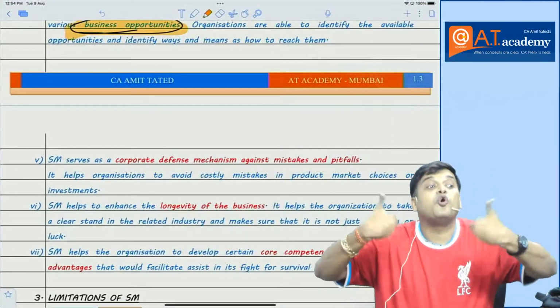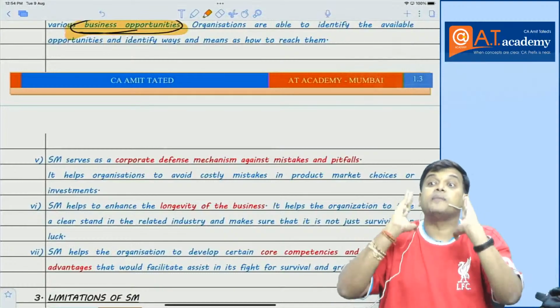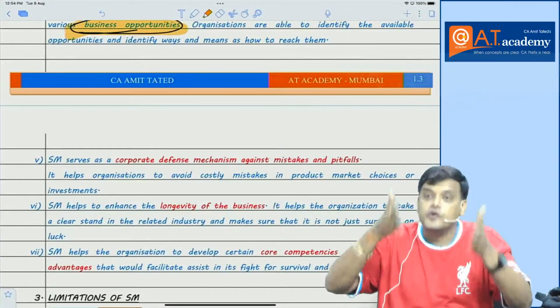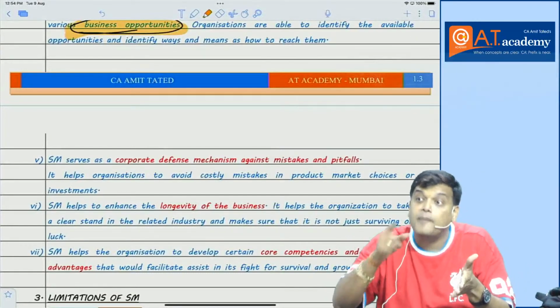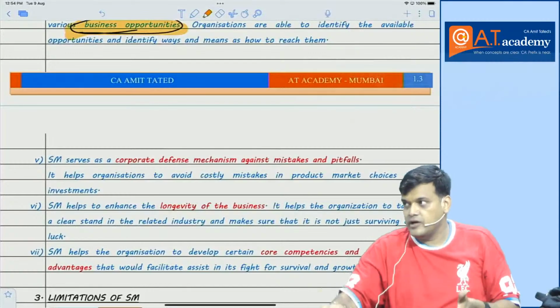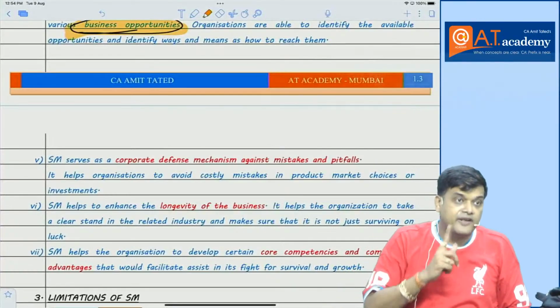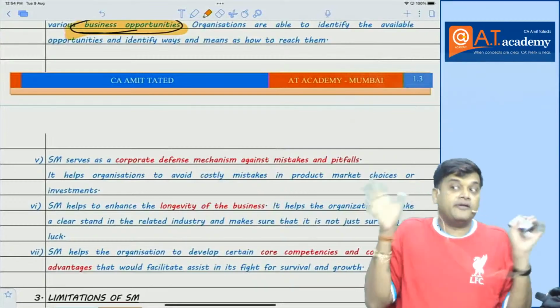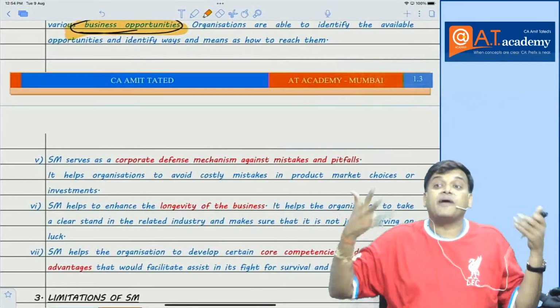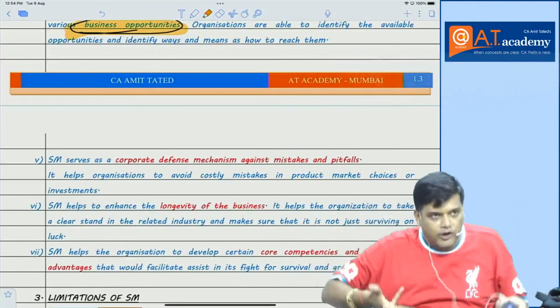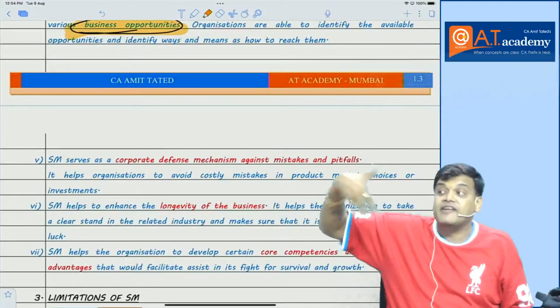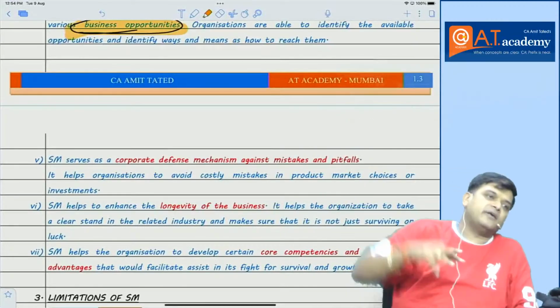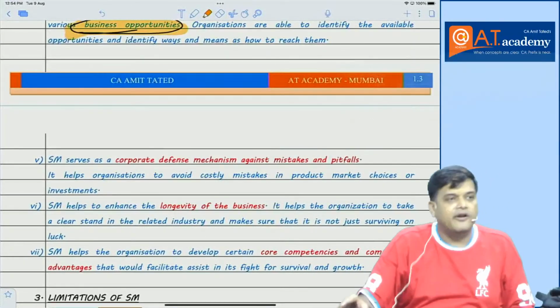It is proactive. It will help to shape and face the future, and with face the future, one more word: opportunity. I told you that point needs to be taken care of. Face the future as opportunity. Fifth point, most important: corporate defense mechanism against mistakes and pitfalls. Next point, longevity of business. And the last concept is core competency and competitive advantage.